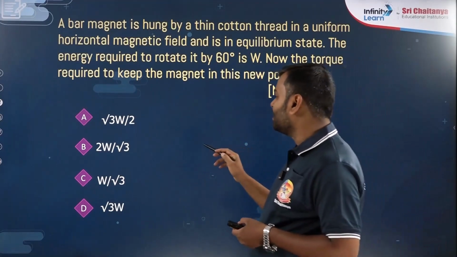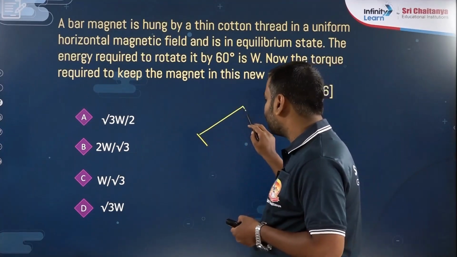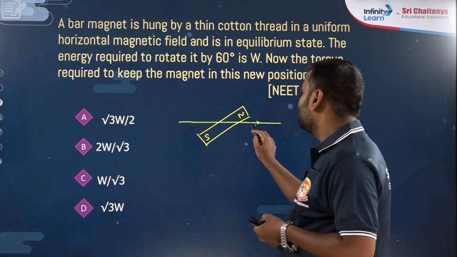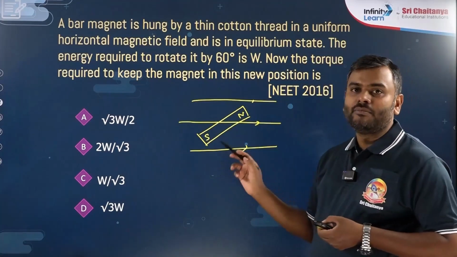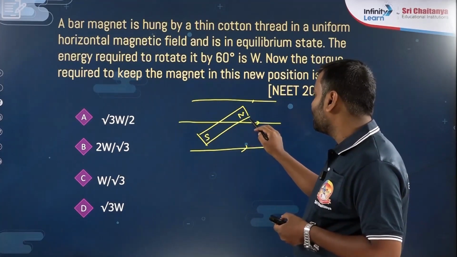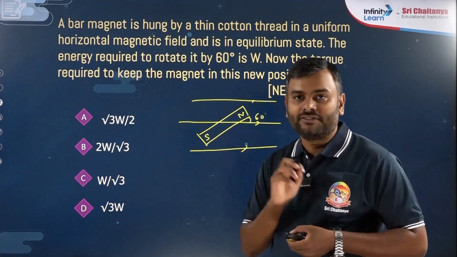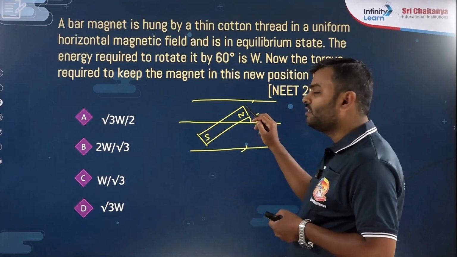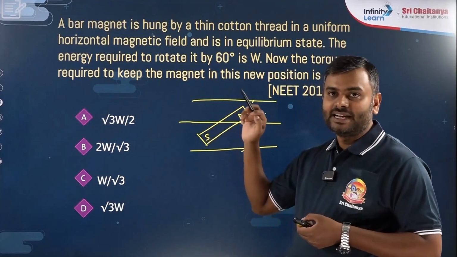Basically, you can see that they are saying that we have a bar magnet, and that bar magnet is kept inside a horizontal magnetic field. Okay. And this bar magnet is making an angle 60 degree. How much angle is it making? It is making an angle 60 degree with respect to the magnetic field.